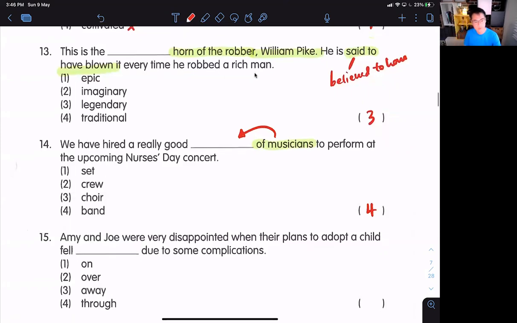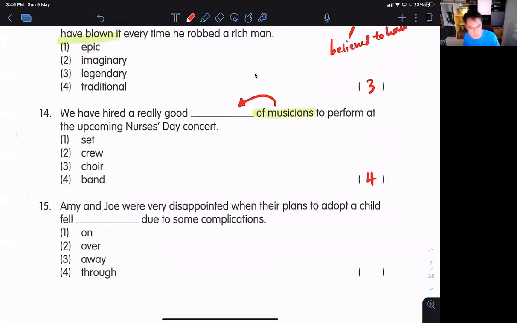So next one, question 15. Amy and Joe were very disappointed when their plans to adopt a child fell through, okay? So the answer is fell through, because fell through means failed, okay? And this is a phrasal verb, of course, all right? And fell through, in this case, doesn't literally mean that something falls through a hole, but fell through means their plans or their actions or purposes failed to bear fruit or failed to accomplish what they intended for it to. Okay, so that's question 15.